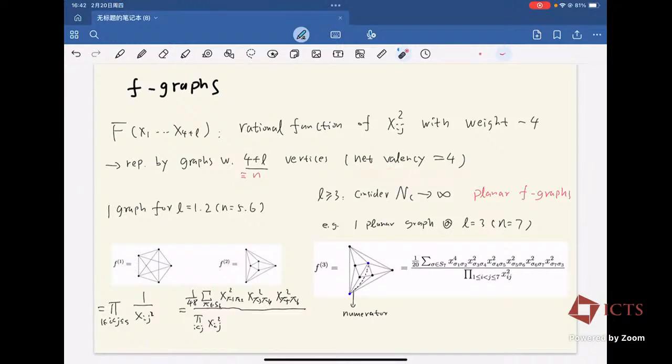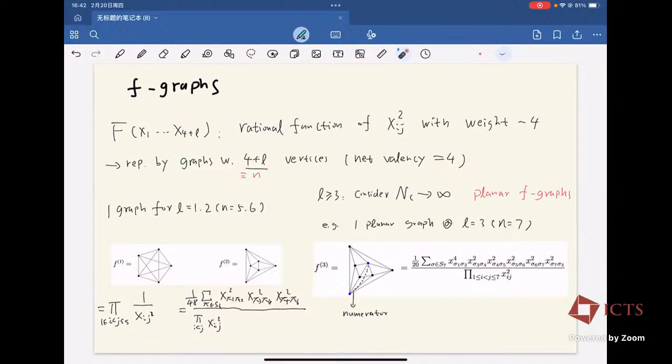Okay, so for each propagator with an xij squared in the denominator, I draw a line. Then I will form some graph with 4 plus L points and valency 4. Of course, I also impose planarity. Actually, at low loop level, like 1 and 2 loops, you don't even need to impose planarity. These are the only 2 graphs you can draw with 5 points or 6 points which have the correct weight, valency 4. So already at 1 and 2 loops, there's nothing to do.